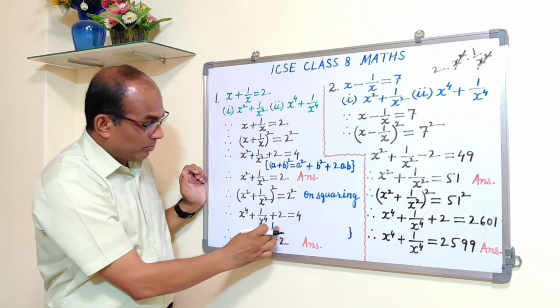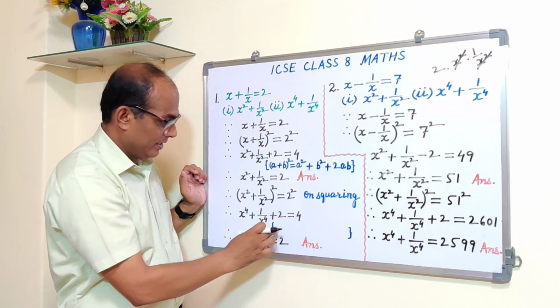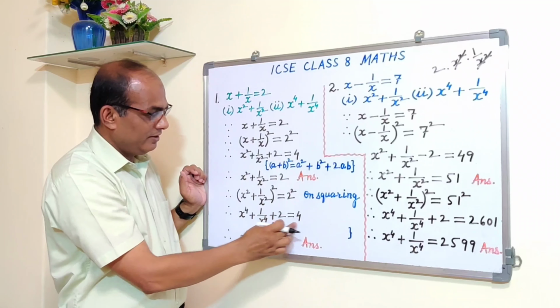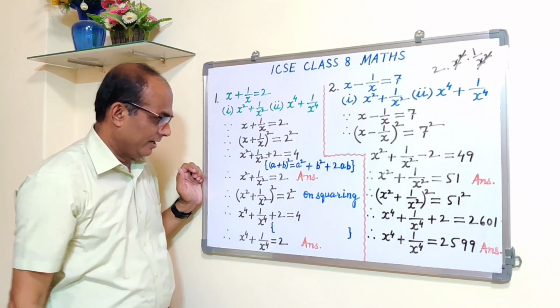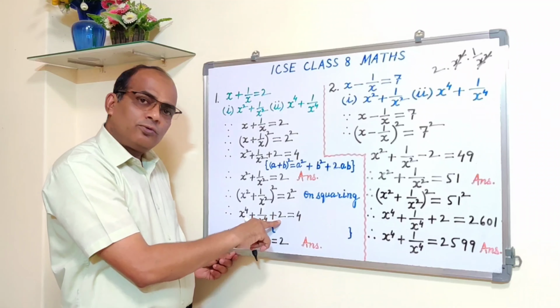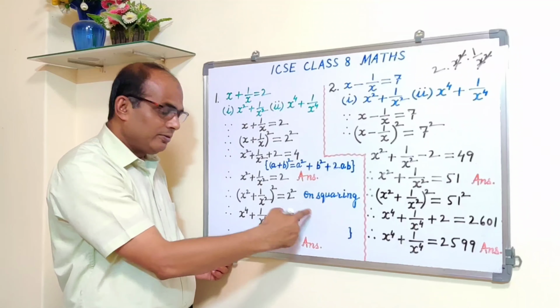Okay. Formula you can write down here. You should write down your formula, the same formula: a plus b whole square is equal to a square plus b square plus 2ab. Fine. Now again when you transpose this 2 from the left hand side to the right hand side, this 2 becomes minus 2.